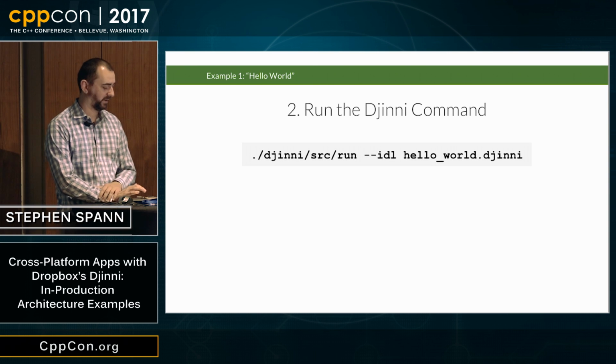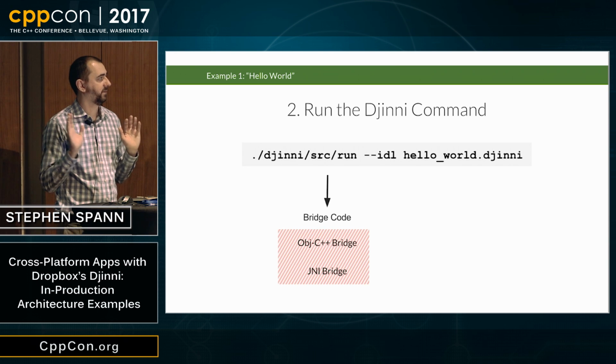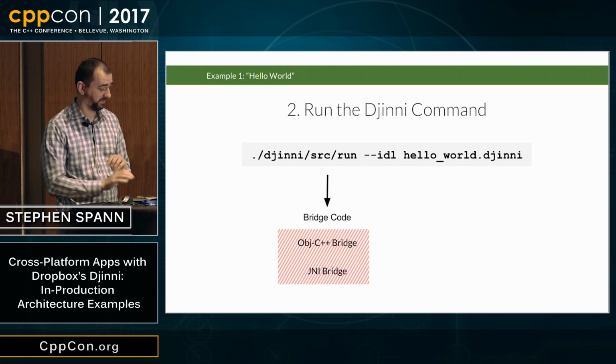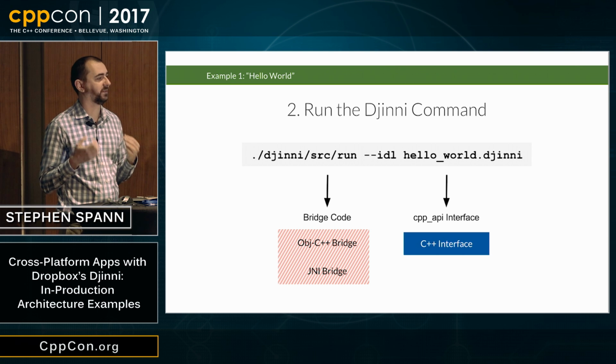Okay, so we run this script, and what do we get? We get a bridge code. It goes in a directory. We're never going to look at it. It can just stay there. And the one thing we do care about is it's going to generate the C++ interface that we have to implement.